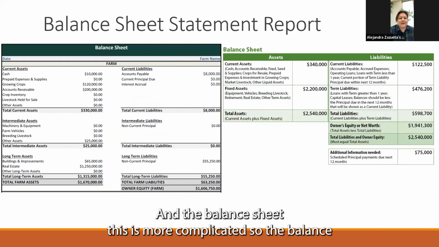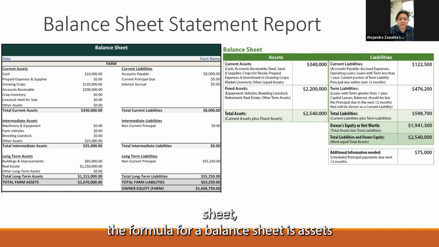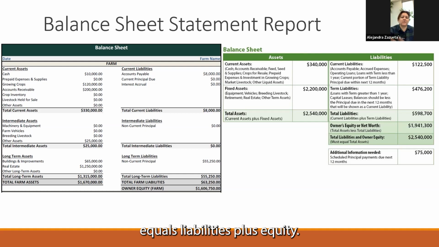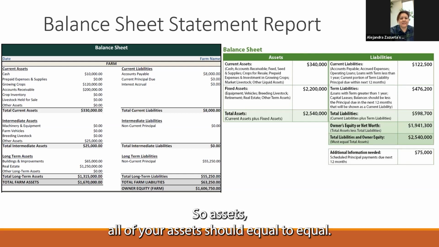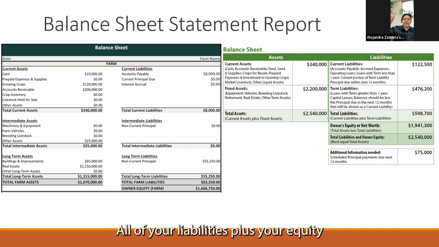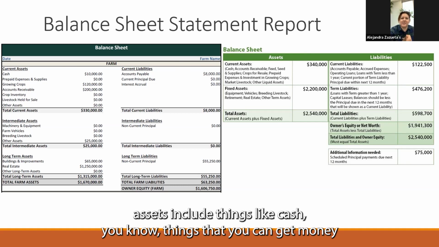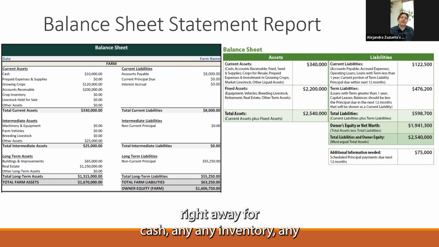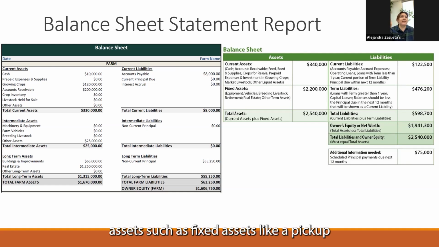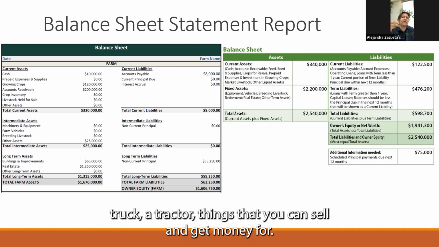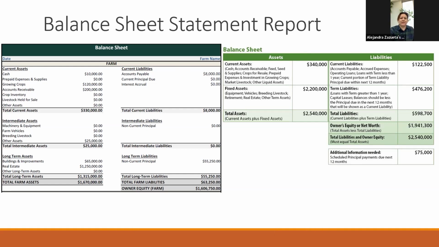Thank you. And the balance sheet, this is more complicated. The formula for a balance sheet is assets equals liabilities plus equity. So all of your assets should equal all of your liabilities plus your equity. Assets include things like cash, things that you can get money for right away. So cash, any inventory, any fixed assets like a pickup truck, a tractor, things that you can sell and get money for. Those are all assets.